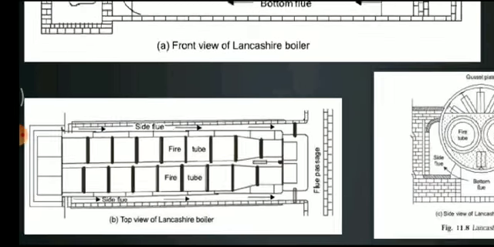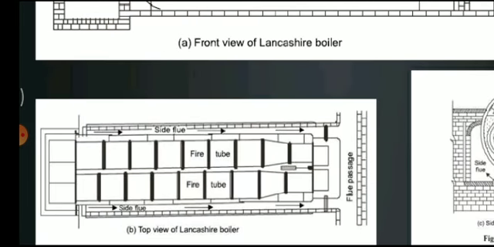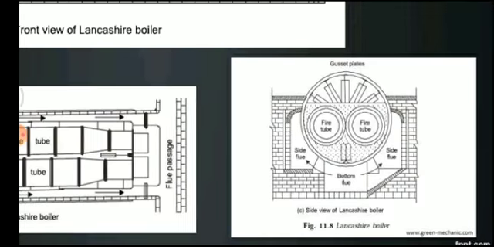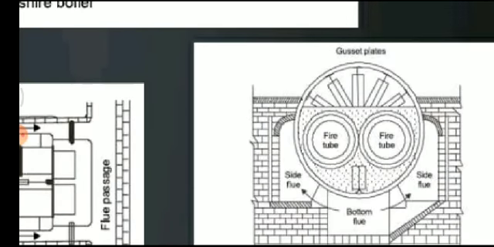Then next is the top view. Here is the top view, with flue passes, like the fire tube. And this is the side flue, the side flue in the Lancashire boiler. In the side view, one is a fire tube, both are fire tubes, and side tubes are given here. And here is the bottom flue. The construction has gusset plates.